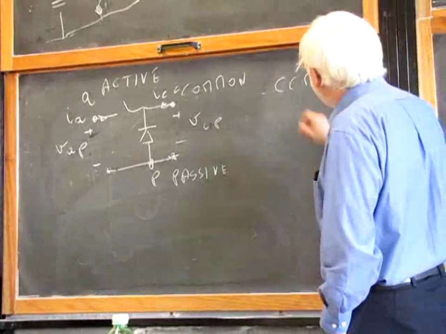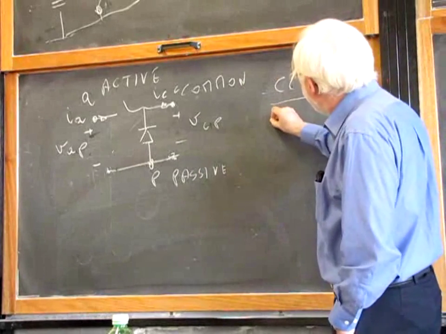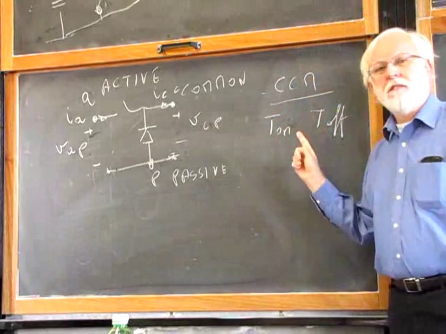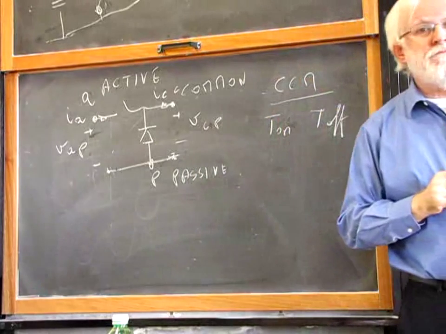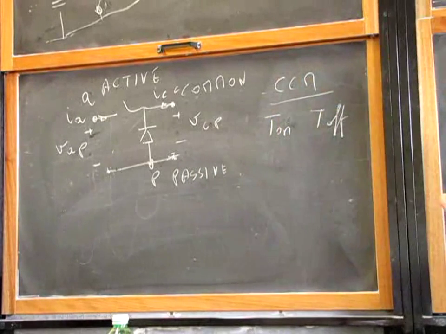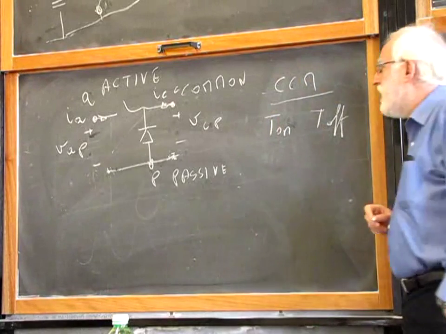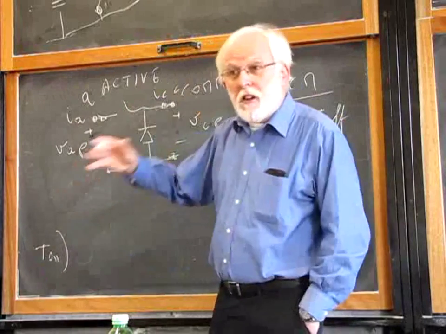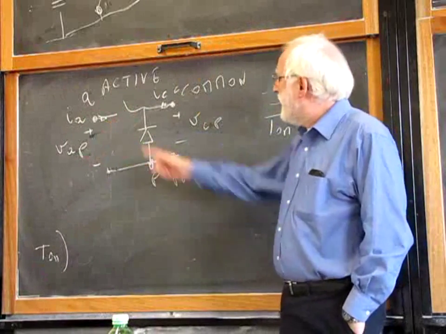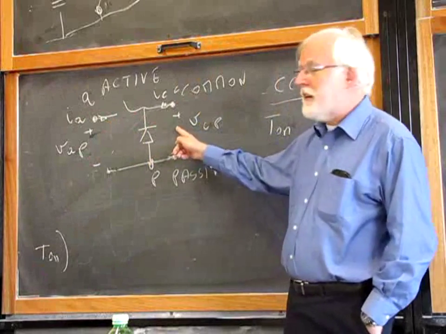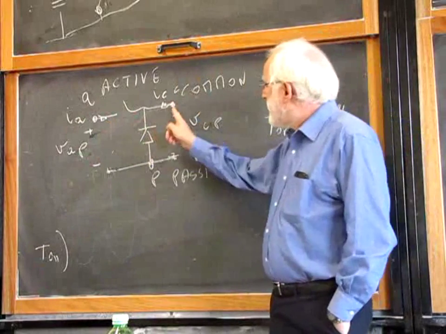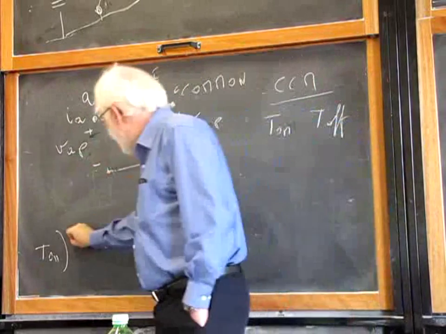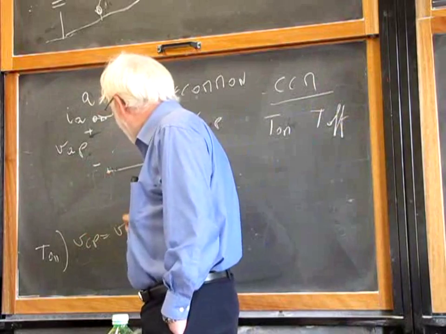And if we are in CCM, we have two phases: the phase with T on and the phase with T off. T on plus T off is equal to the switching period. So, during T on, the equations are very complicated to write down, but the equation for this stuff is that VCP is equal to VAP. So we can write down VCP equals VAP.